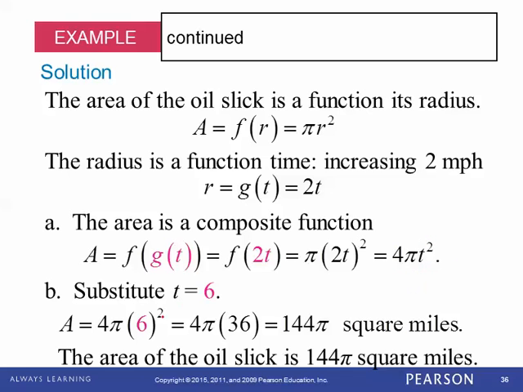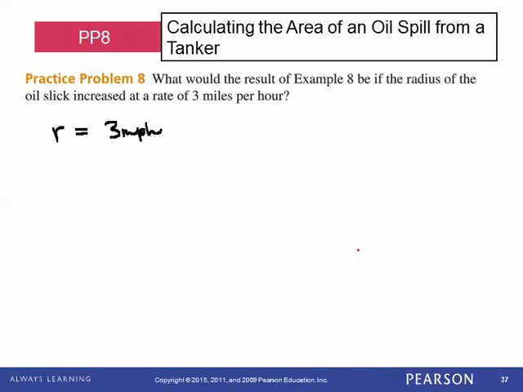Once we do that, we plug it in. Again, for part b, substitute what happens in 6 hours. We just plug the 6 in for the t value this time, because now we have everything in terms of t. And we get ourselves 144 pi square miles. Okay, let's take a look at ours here.